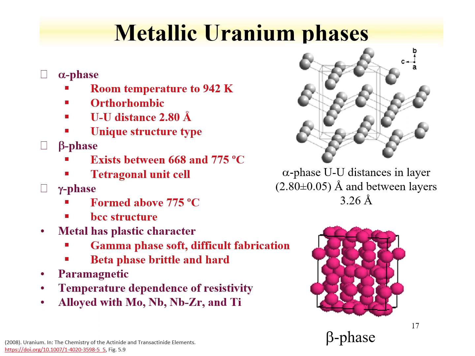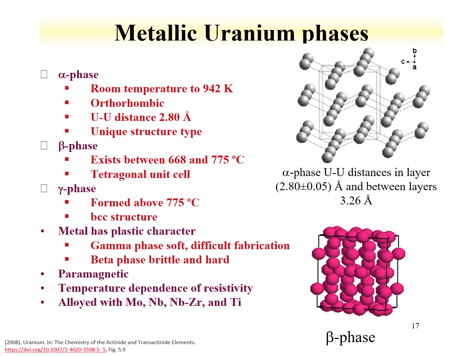So here are the different phases of uranium metal, where we have the alpha phase. It's formed from room temperature up to about 600 degrees. The structure is orthorhombic, and the uranium distances are around 2.8 angstroms. This is what the structure looks like. The beta phase exists in a relatively narrow temperature range. Tetragonal unit cell shown here, and the gamma phase is formed above 775 degrees, and that has a BCC, body-centered cubic structure.